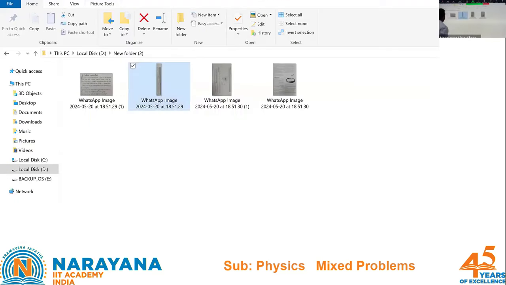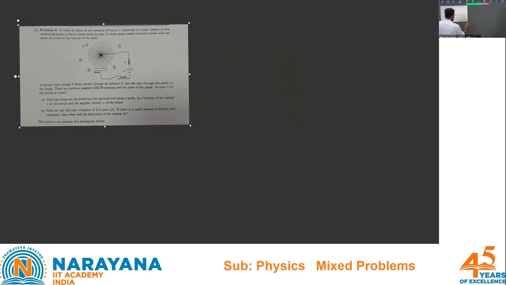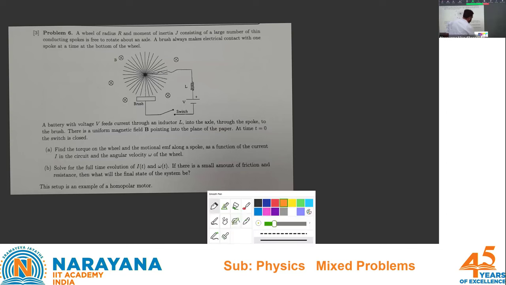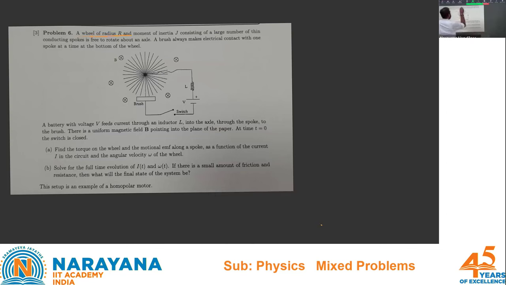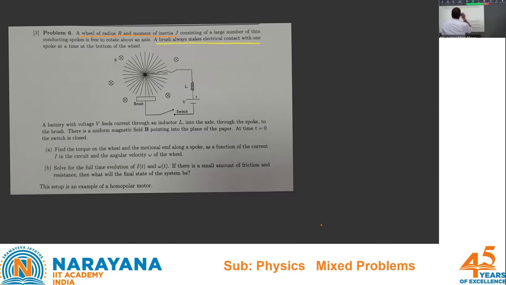Let me take one more configuration here. Now, this is a problem which is based on a homopolar motor. So the question is, there is a wheel of radius r and moment of inertia J, consisting of a large number of thin conducting spokes, and this is free to rotate about an axle. A brush always makes electrical contact. Just go through this configuration carefully, with one spoke at a time at the bottom of the wheel.